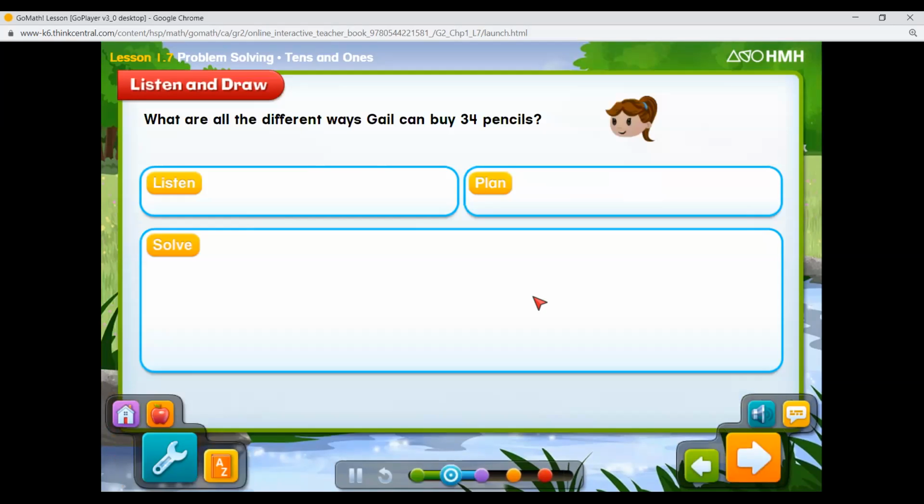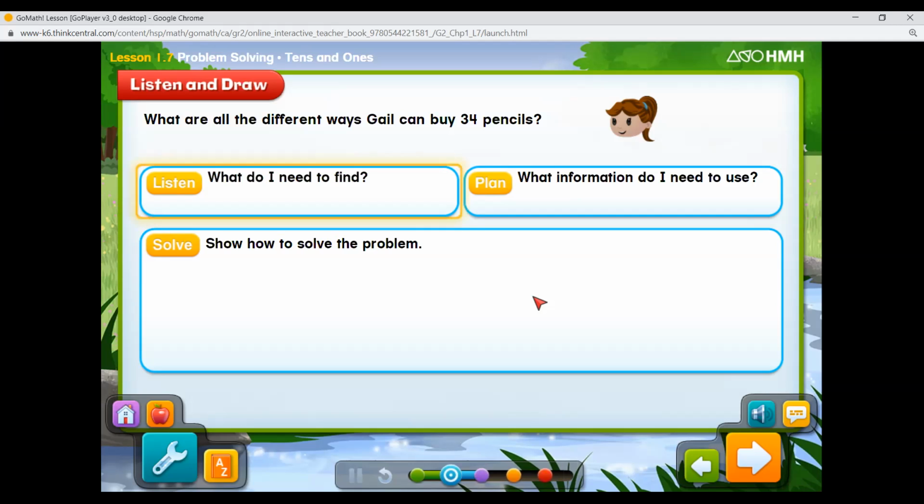Gail needs to buy 34 pencils. She can buy single pencils or boxes of 10 pencils. What are all the different ways Gail can buy 34 pencils? Asking yourself questions will help you solve the problem. What do you need to find? You need to find all the ways Gail can buy 34 pencils.